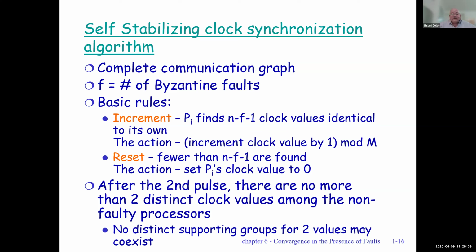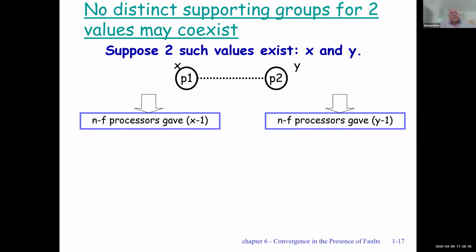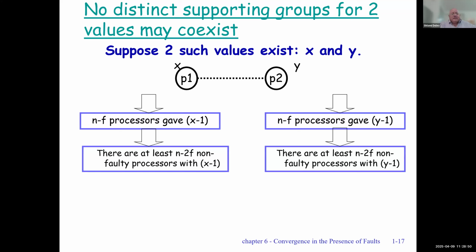So this is a very nice property to have. And why is this correct? Assume we have two processors that increment their value, and they are not 0. So each of them sees the same value as its clock. Say P1 sees n minus f with clock x minus 1, and P2 sees n minus f with the value of clock y minus 1. So together, of course, out of the n minus f some can be faulty, two-faced.